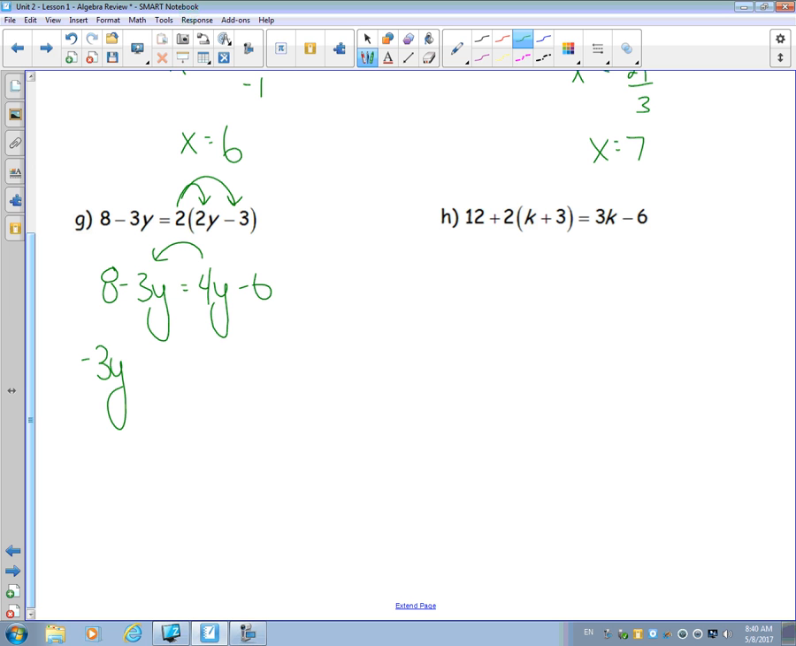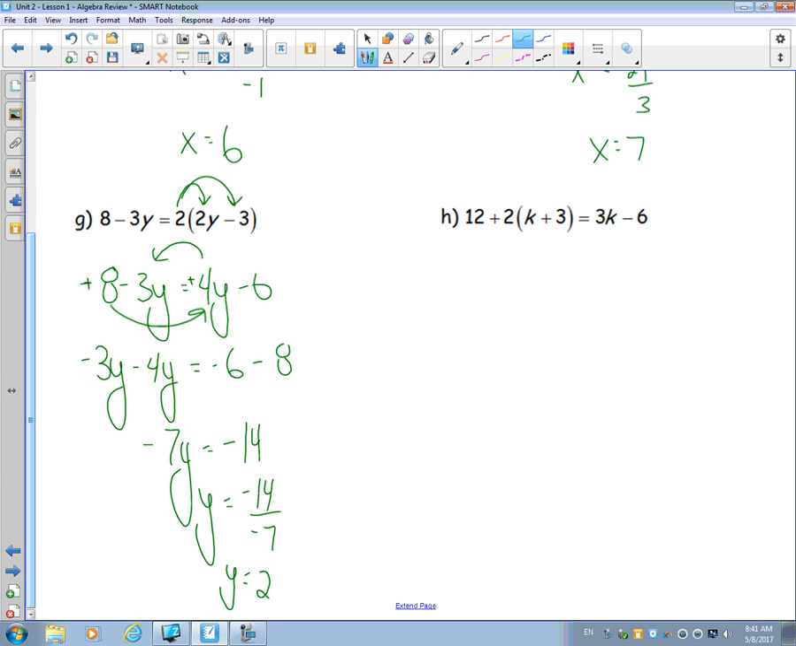This 4y is going to come here, which means I need to bring the 8 to the other direction. So negative 6 minus 8. Remember, there's a little plus sign in front of that, right? Same as this one over here. When you swap sides, you got to do the opposite operation. Negative 3y and negative 4y makes negative 7y, and negative 6 and negative 8 makes negative 14. So y is negative 14 over negative 7, or in other words, 2.